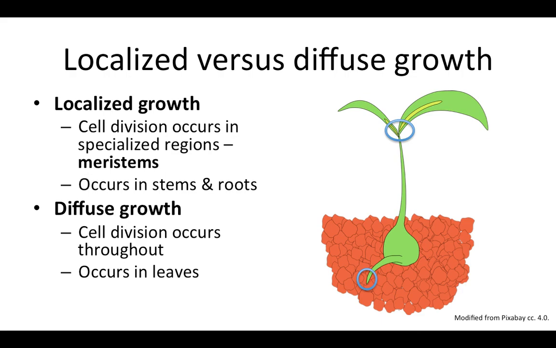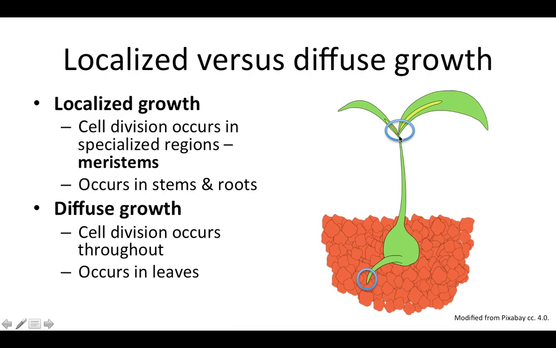Another general distinction that we could think about across both plants and animals is the difference between localized versus diffuse growth. In localized growth, cell division occurs in specialized regions called meristems. We've talked about that already. We talked about that in stems, and we said that the shoot apical meristem is at the very tip of the shoot. We talked about axillary buds that have meristematic tissues at each node. And when we talked about roots, we said the very tip of the root, beneath the root cap, has a root apical meristem, or RAM.